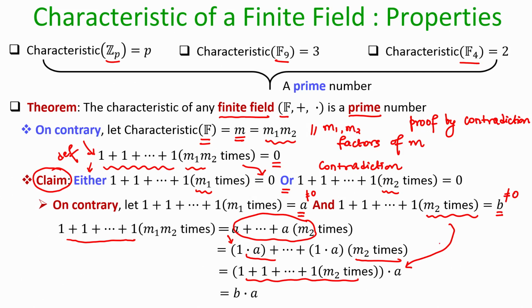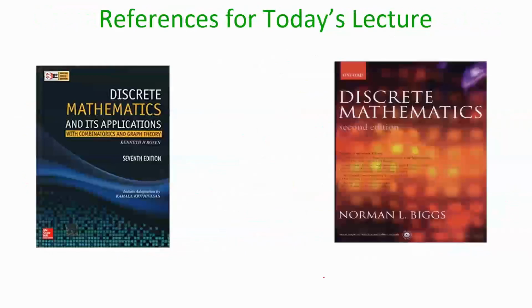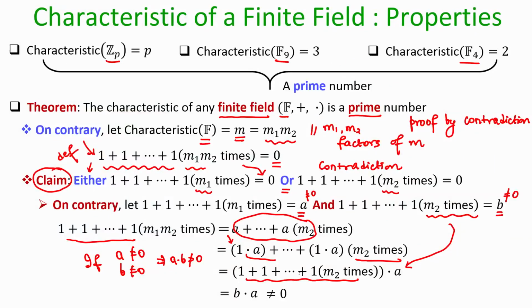That means this value is nothing but B, and overall I get the conclusion that 1 added to itself m1 m2 times gives me the element B dot A, and B dot A will not be 0, because as per my assumption A is not equal to 0, B is not equal to 0, and recall in a field if you have two non-zero elements then their dot is also not 0.